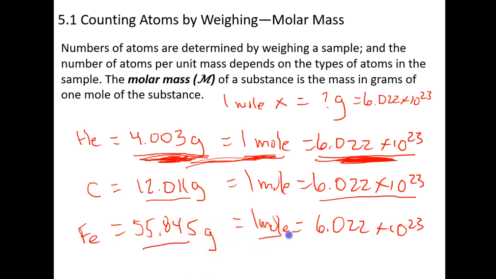Okay, so 1 mole of any atom or element, whatever element you're talking about, this is how many of them you're talking about. So a mole of gold is this many gold atoms. How much does it weigh? Well, it would weigh 196.967 grams.